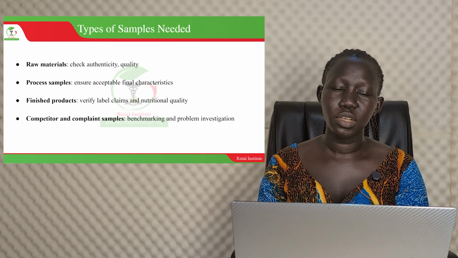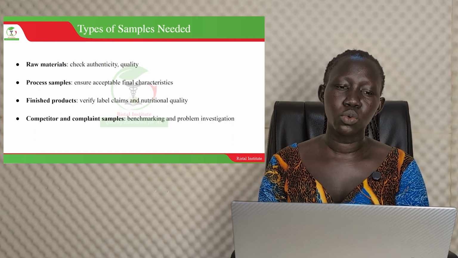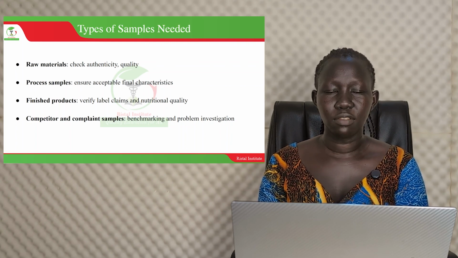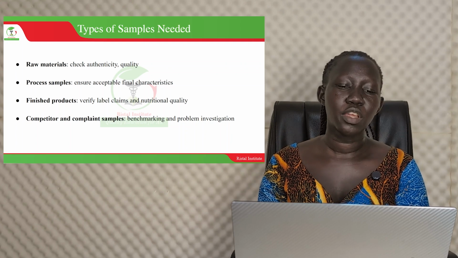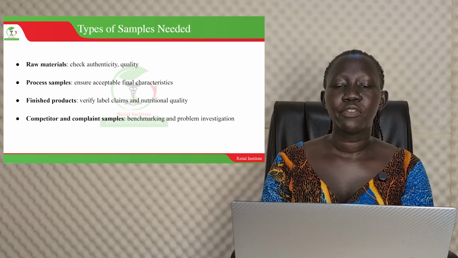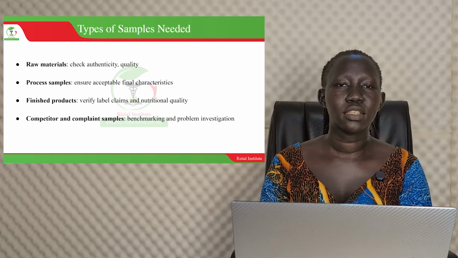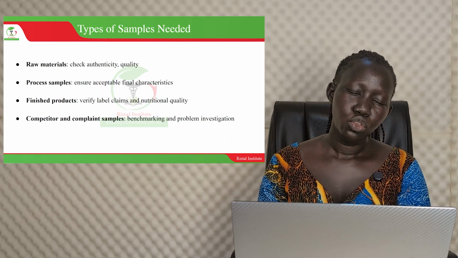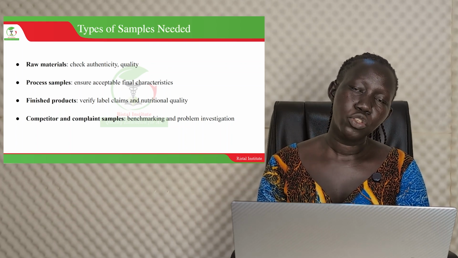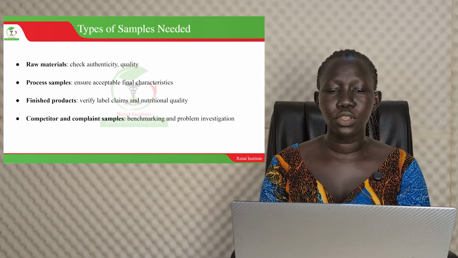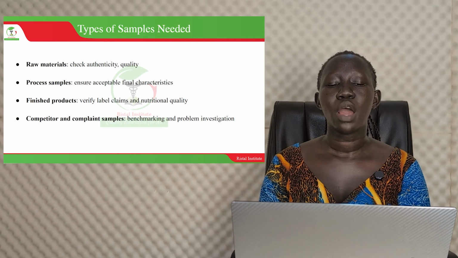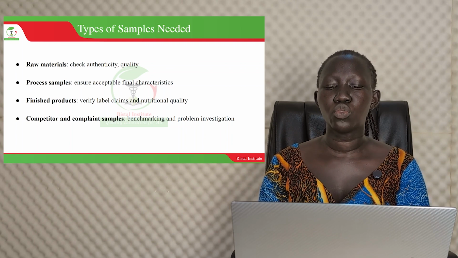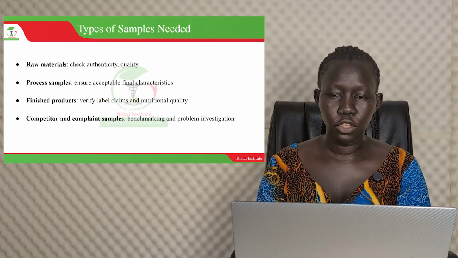These are the samples that you use during the processing, the additives you put into the raw material so that you have a palatable and a very good tasty final product. Then we have the finished products. These finished products verify the label claims and the nutritional quality. Once you have finished producing this product, you still have to analyze the sample so that you know what is the nutritional composition of this final product, so that you'll be able to label this food product. And then we also have what we call the competitor and complaint samples. These are helpful for you to do benchmarking and problem investigation.